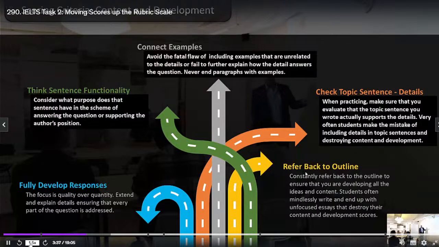If you want to improve, go back and look at some of your old essays. Make sure that you check the topic sentences and the details in your paragraphs. Do the details support the topic sentence?